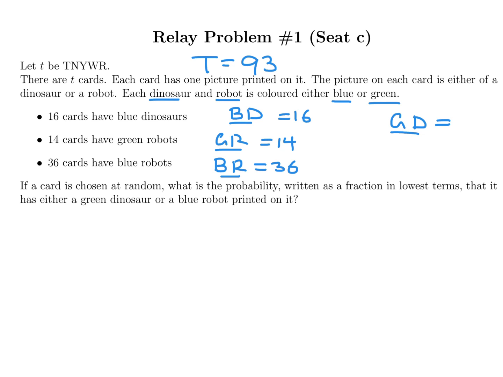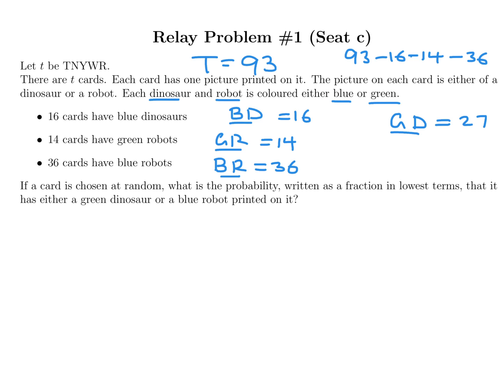And then that we can easily figure out, because all of them total 93. So 93 minus 16 minus 14 minus 36 would equal the GD, the green dinosaur. And when you do that, you get 27.